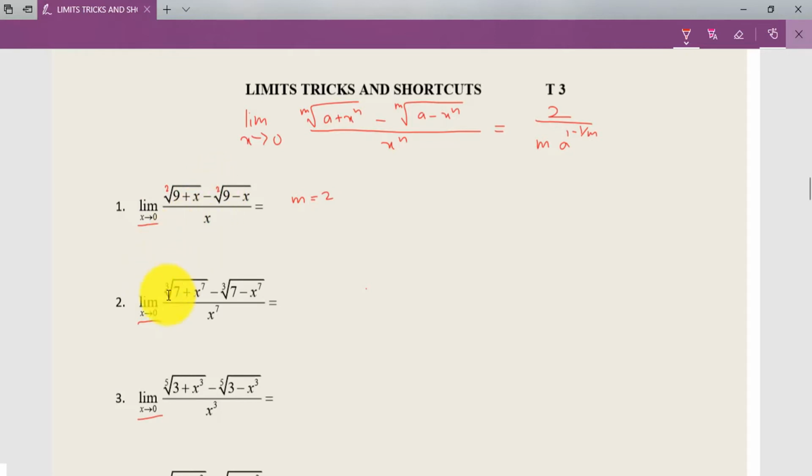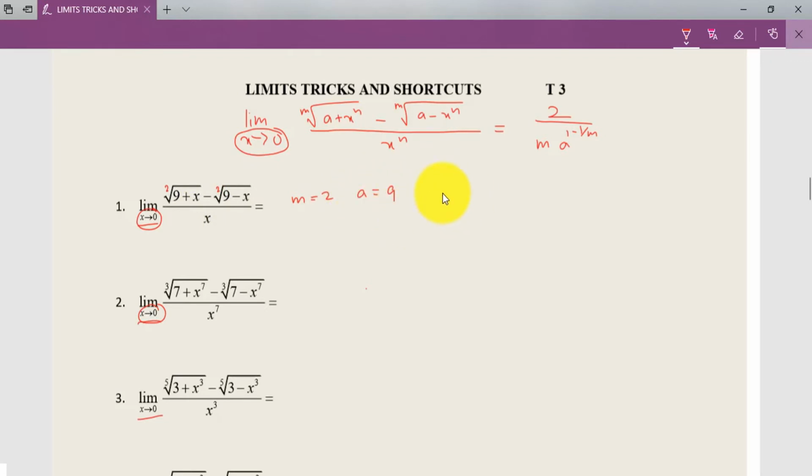And I always ask the students to have an observation here: here it is x tends to 0, here it is x tends to 0, here it is x tends to 0. This is important, right? And here also it is x tends to 0. So this is the formula, and whenever you see this type of formulation of limits in your examination, or while evaluating further, you can directly write the answer. So here the value of m is 2, and the value of a is 9.